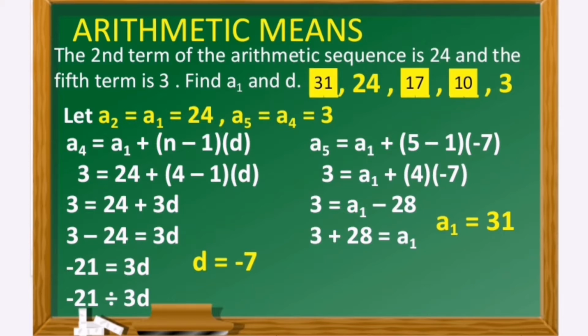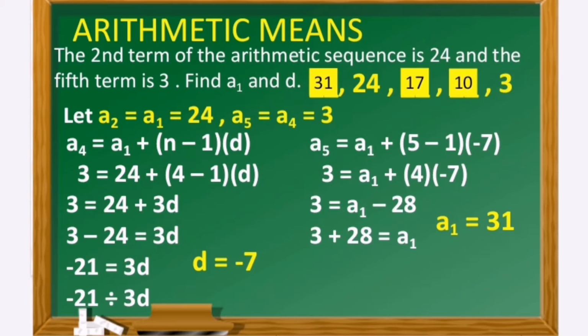3 minus 24 gives us a negative 21, equal to still a 3d. Negative 21 equals 3d now is our new equation. Dividing both sides by positive 3, leaving behind d, we will have negative 21 divided by 3, and your d now is equal to negative 7.